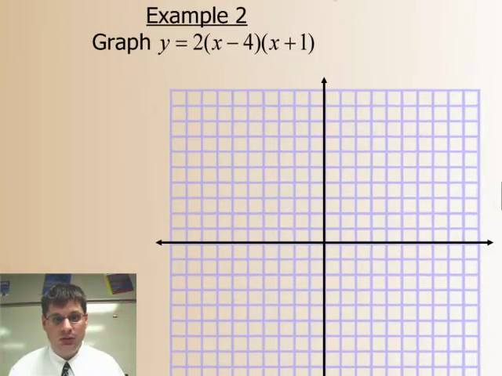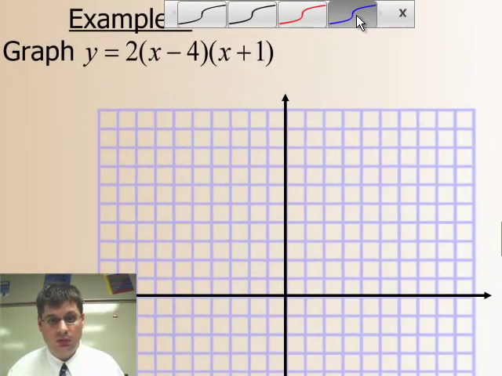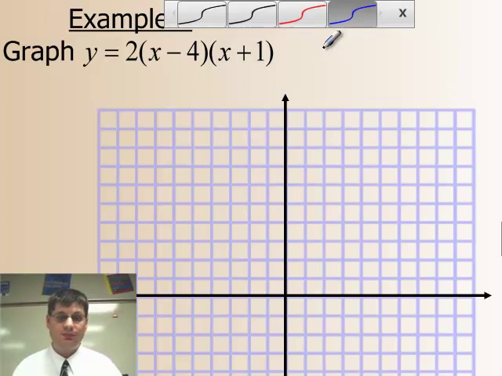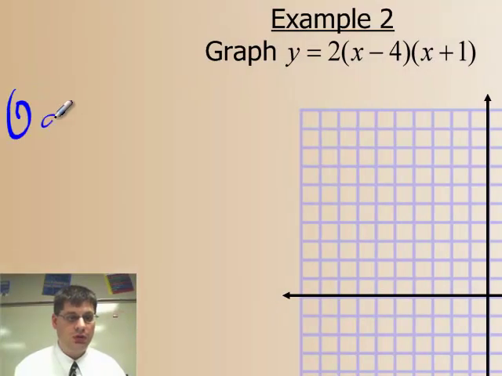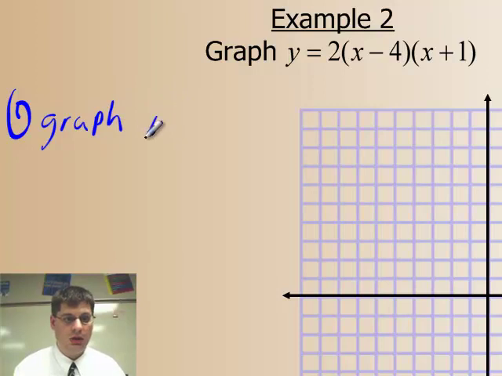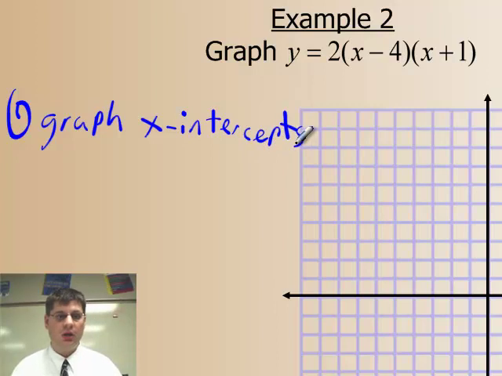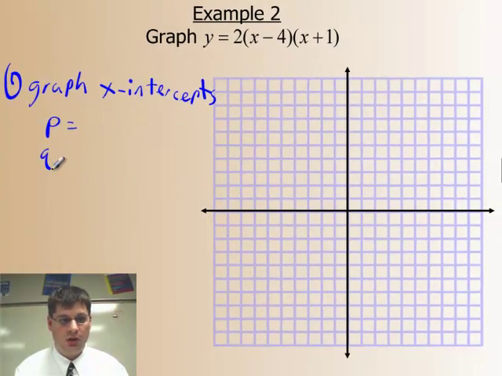With this, I don't want to start with the vertex. I want to start with the intercepts. So first we're going to graph the x-intercepts. That means we need to know our P, and we need to know what our Q is.